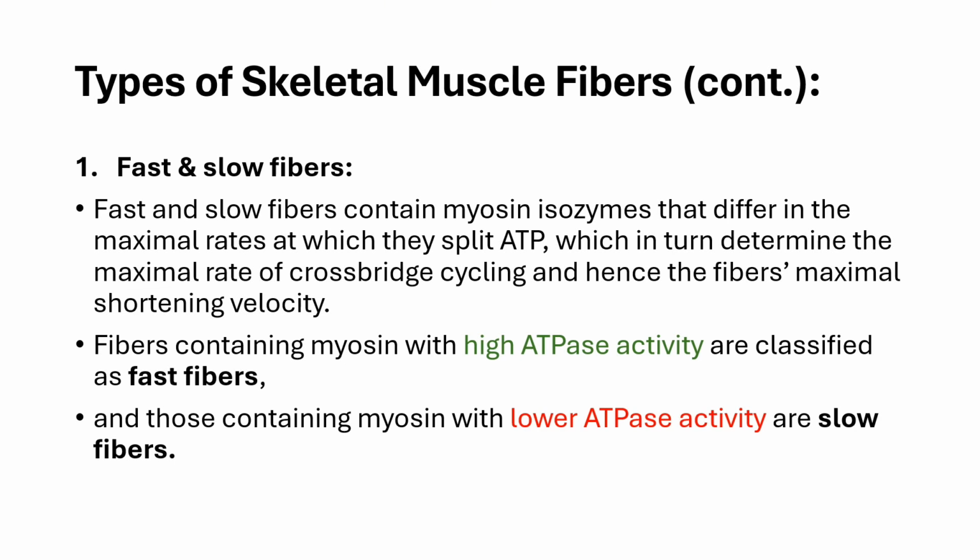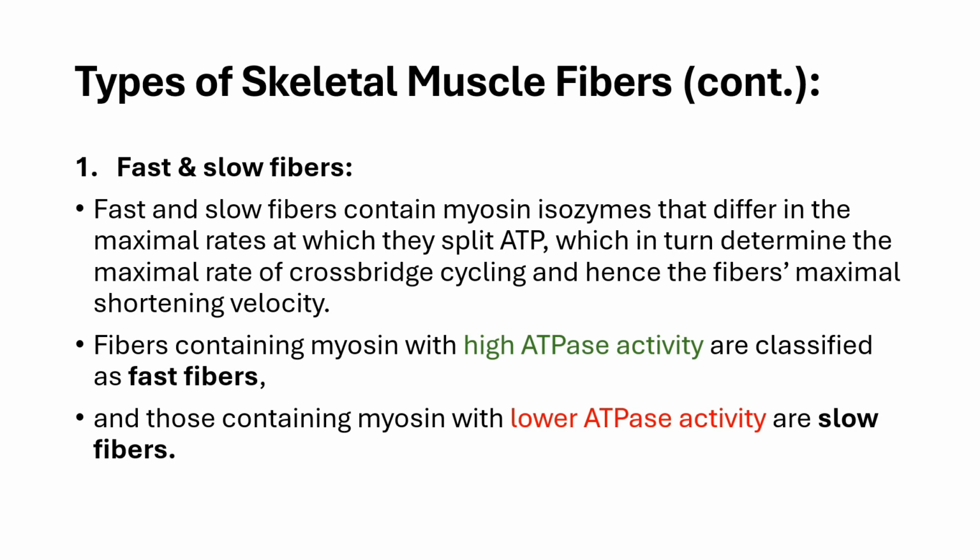First one are fast fibers. Fibers that contain myosin with high ATPase activity are classified as fast fibers. This means they can break down ATP at a much faster rate, allowing for a quicker rate of cross-bridge cycling. These fibers are optimized for rapid and powerful movements such as sprinting or lifting heavy weights. However, they tend to fatigue more quickly.